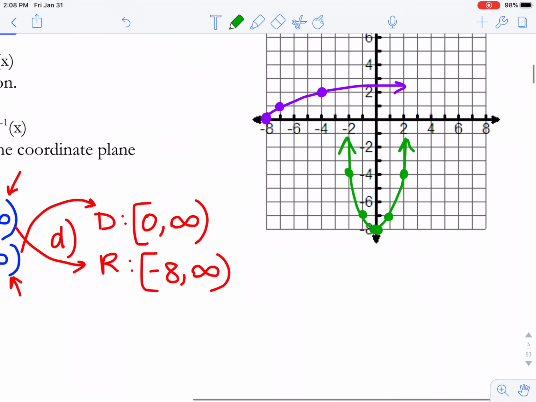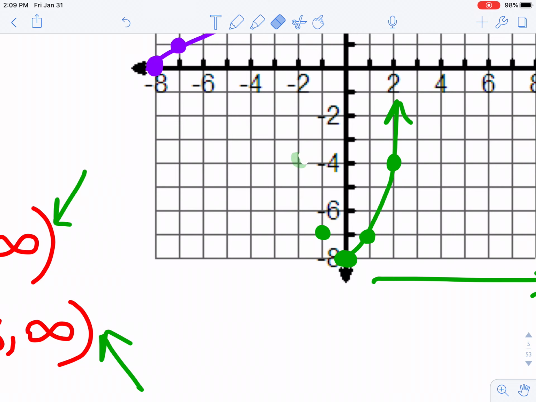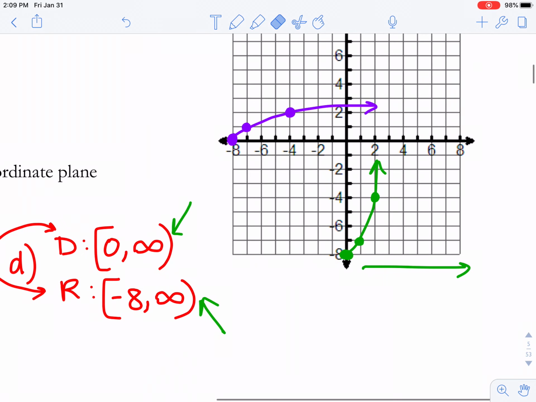But don't forget, our domain and range is going to be somewhat restricted. Let's see. The domain should only be 0 to infinity. 0 to infinity is over here. And the range should be -8 to infinity, which it is. All right, but since the domain is restricted, that means that literally this half of the graph is not part of the answer. Okay, it's just half of a parabola in my answer.